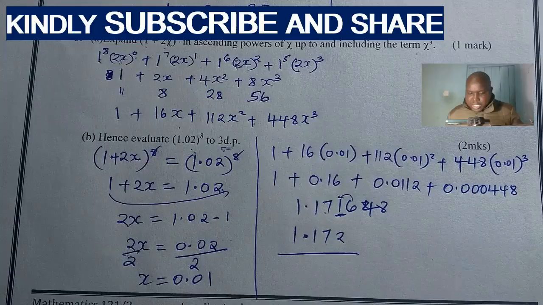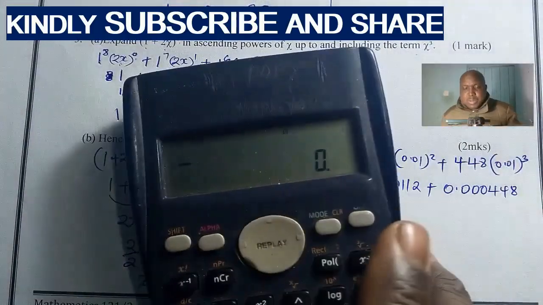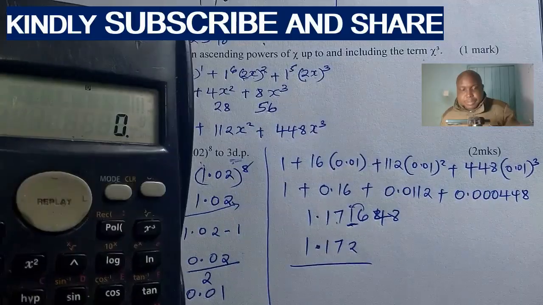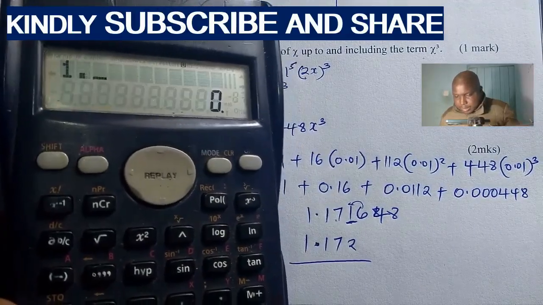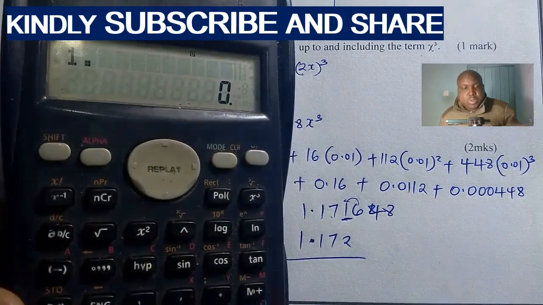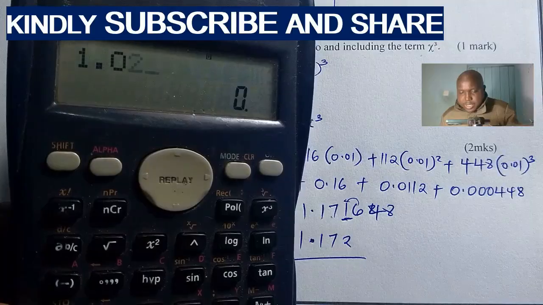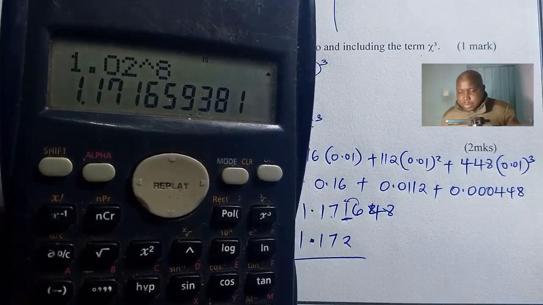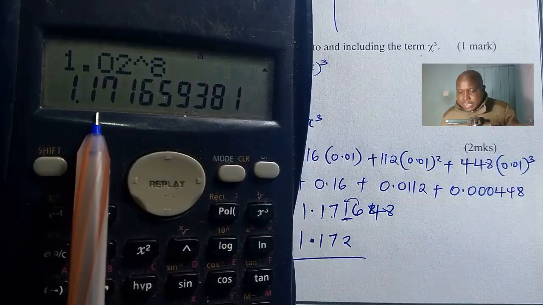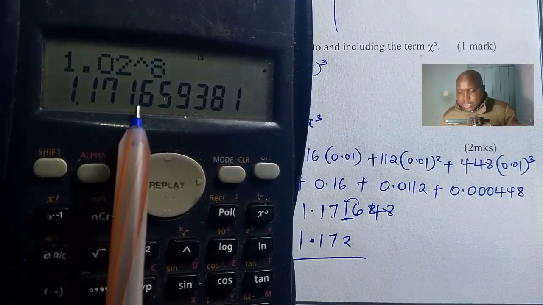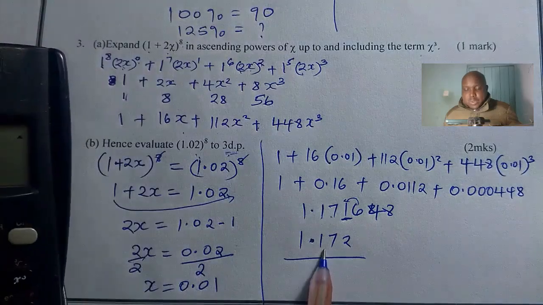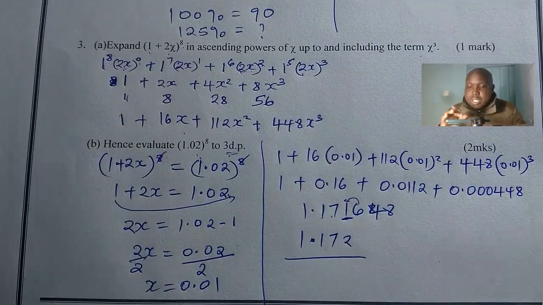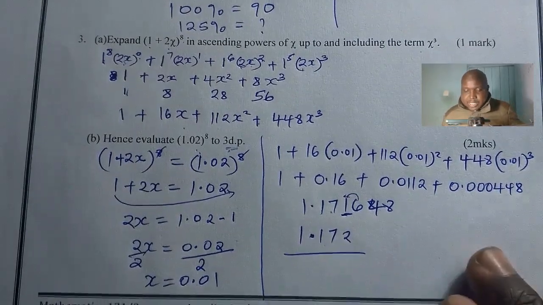After you have done that, you can easily make a mistake, but you can confirm using a calculator. Let's confirm this. 1.02 raised to power 8. You can see that the answer is 1.17. When we round this, it will be exactly our answer. So it is important that you check with the calculator after you are finished to ensure that you get the marks.